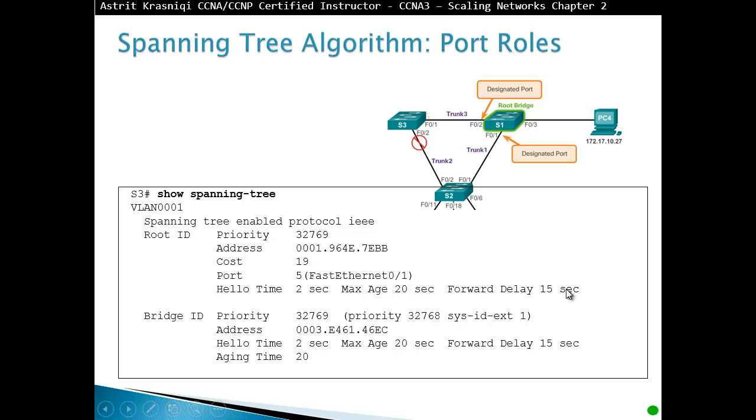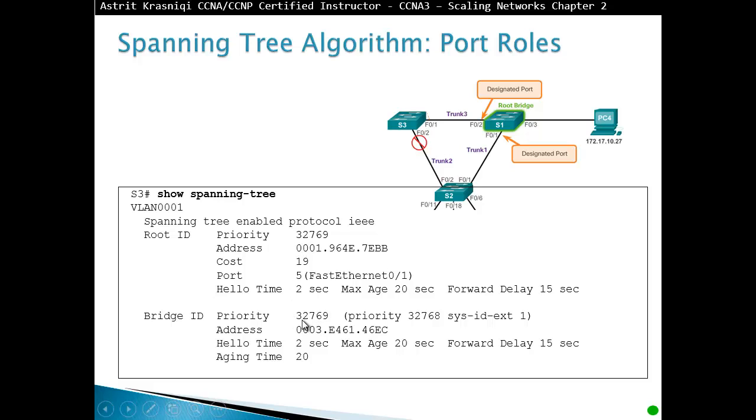All the information here is about the root bridge information. All the information that you see here is about the switch where you're running this command. So for example, we can see the priority 32769 here.